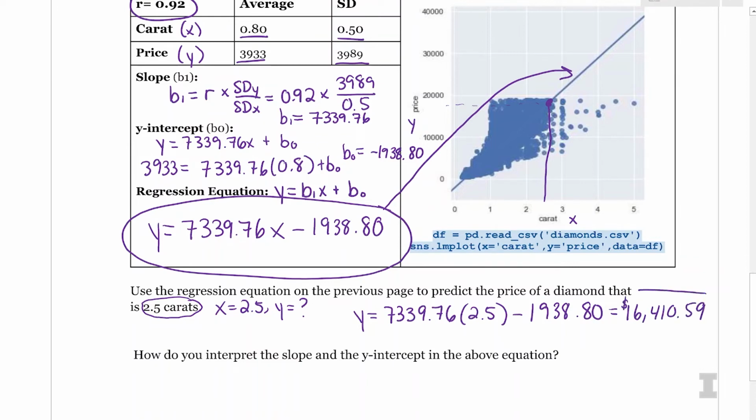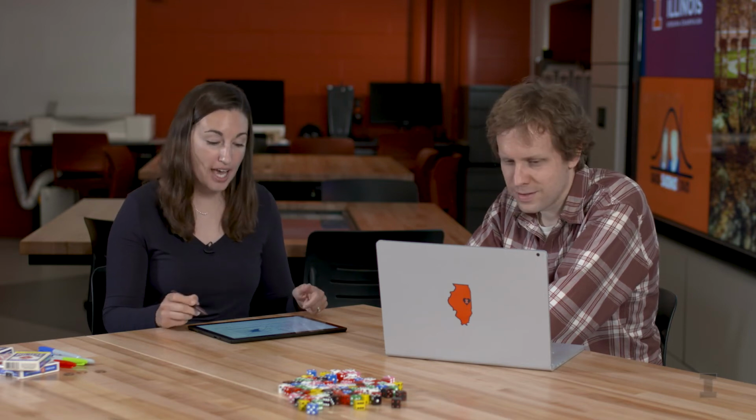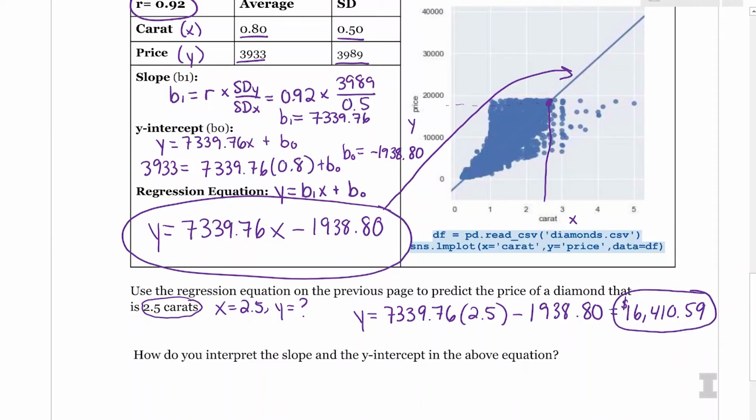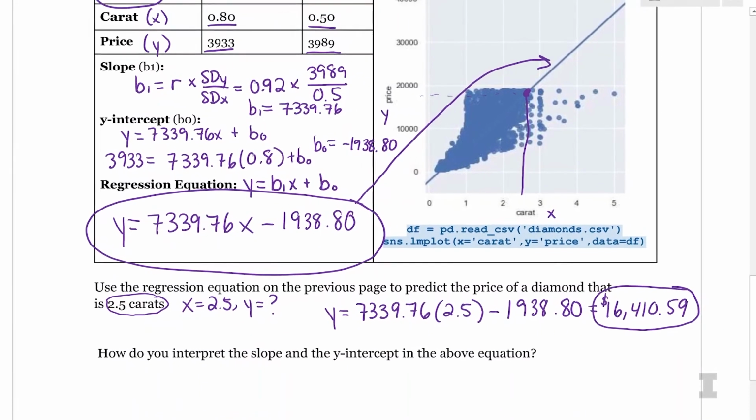So that means I predict that if a diamond is 2.5 carats, which is pretty big, it's a good sized diamond, it's around $16,000. And looking at my graph, that prediction looks just correct. It's just under 20,000 on the graph, and now we know the exact value. So we can plug in any x value into this equation. Python will give us a y value. It's definitely best to only plug in x values within the range of our data set. Like if we wanted to predict a 10 carat diamond, that would not be good to do with this data because we don't have that data. But we got $16,000 for our prediction. Seems pretty reasonable.